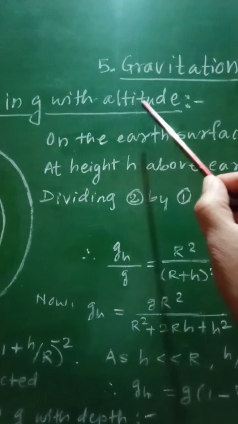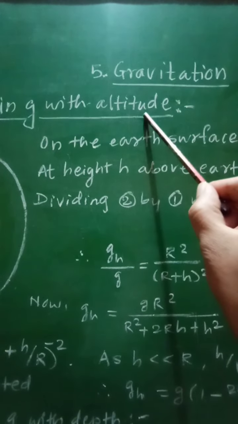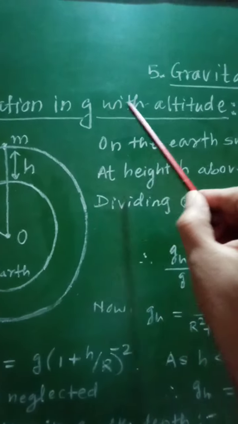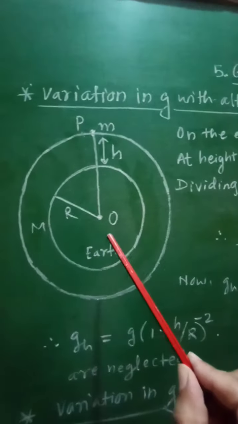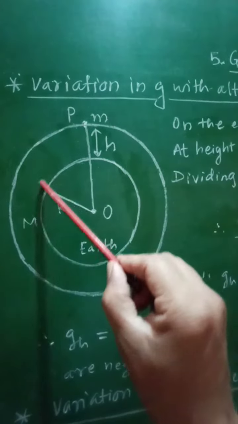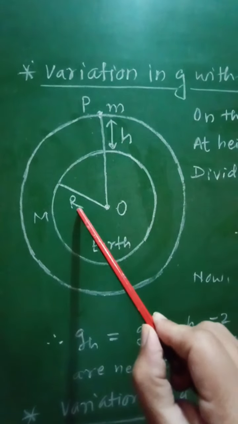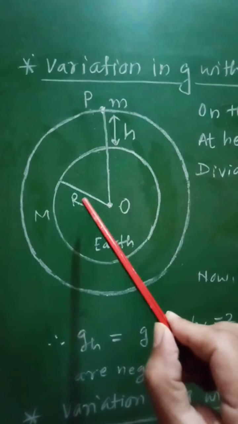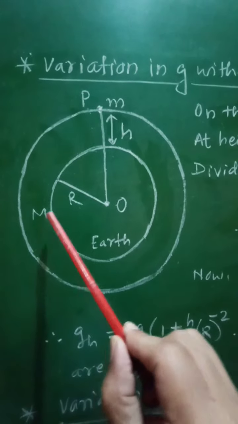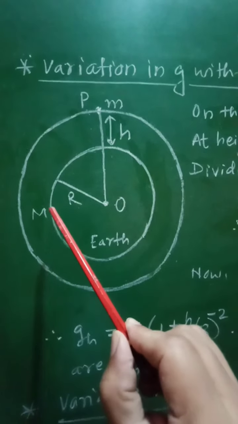The height which will be measured above the earth's surface will be considered as altitude, and therefore in order to study the variation in the value of g with altitude, let us consider the earth's surface. So this inner sphere will represent earth having center O and radius equal to r. So r is the radius of the earth with center O. Similarly, let capital M represent the mass of the earth. So capital M is the mass of the earth.